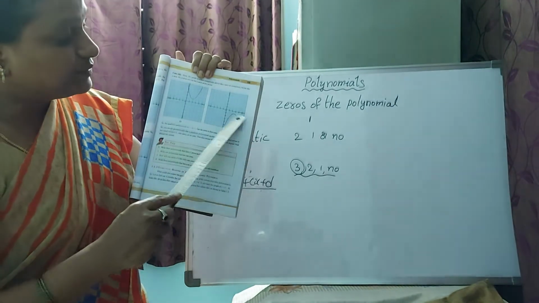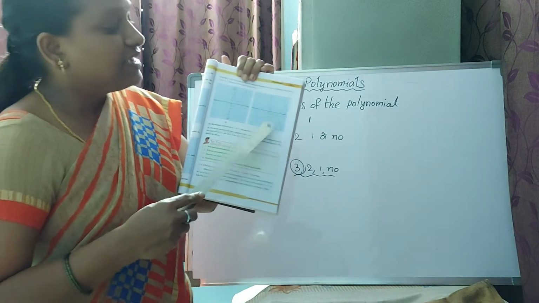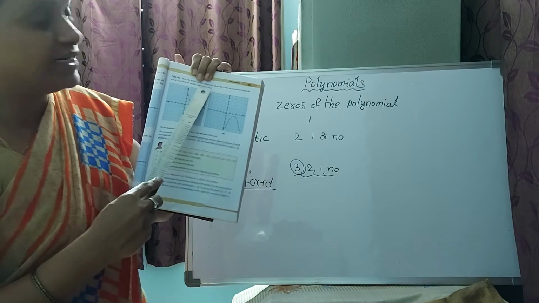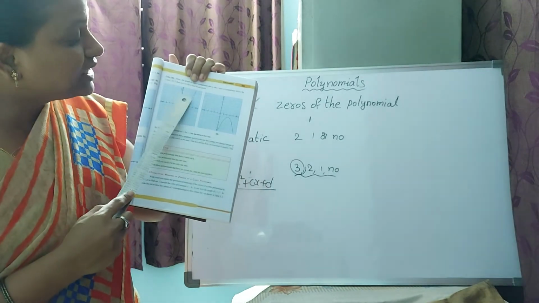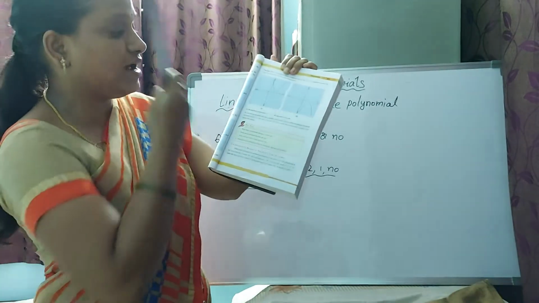It opens downward. The parabola opens downward means here the coefficient is negative. Here the parabola opens upwards. That means here the coefficient is positive. Okay, that is about the quadratic.